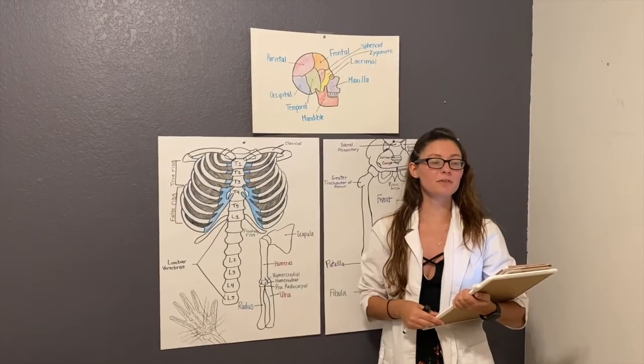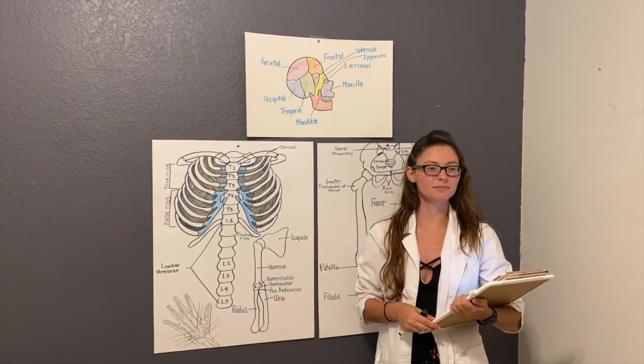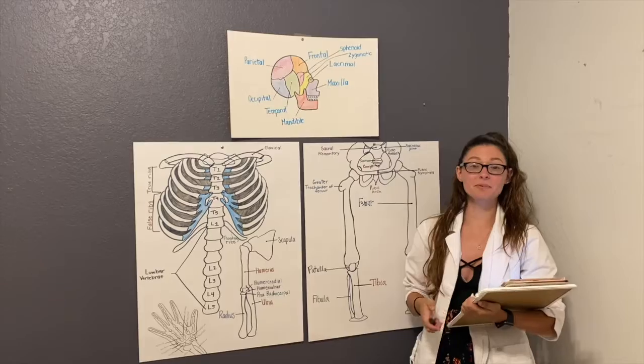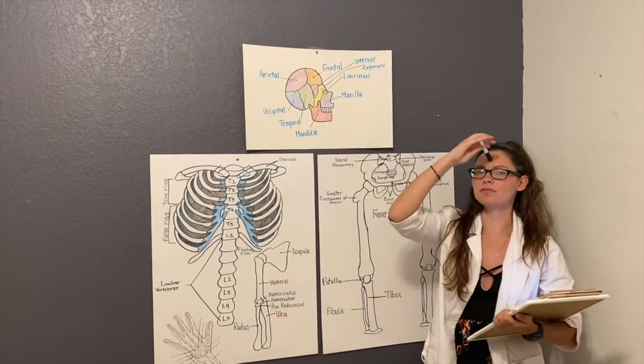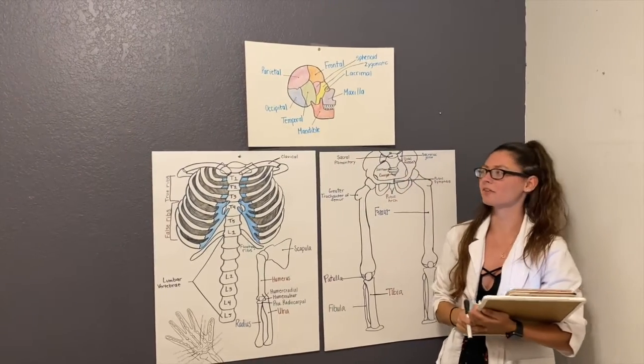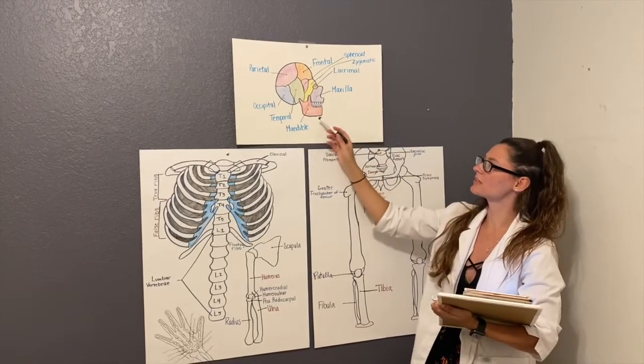Can anyone tell me where the frontal part of their head would be? Right here. Your forehead. Very nice. Yes, the frontal part of the head is located right by your forehead. That's what we call the frontal part of your head. So, now let's move on to the mandible.